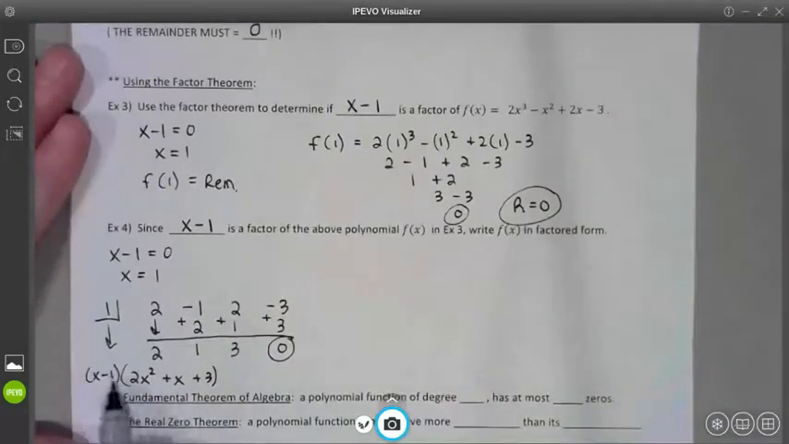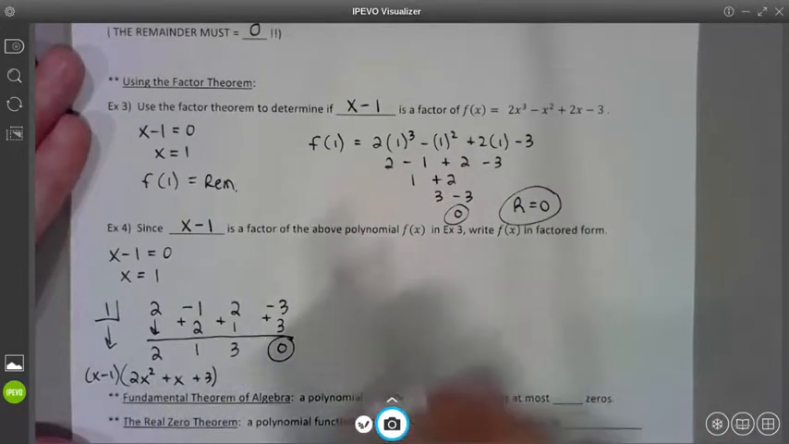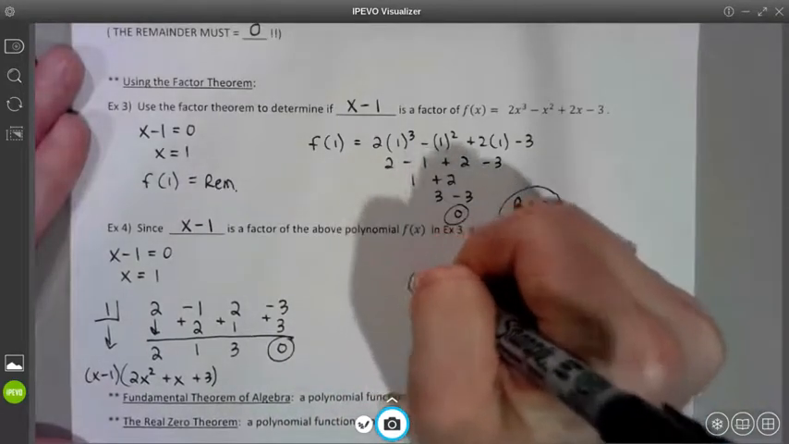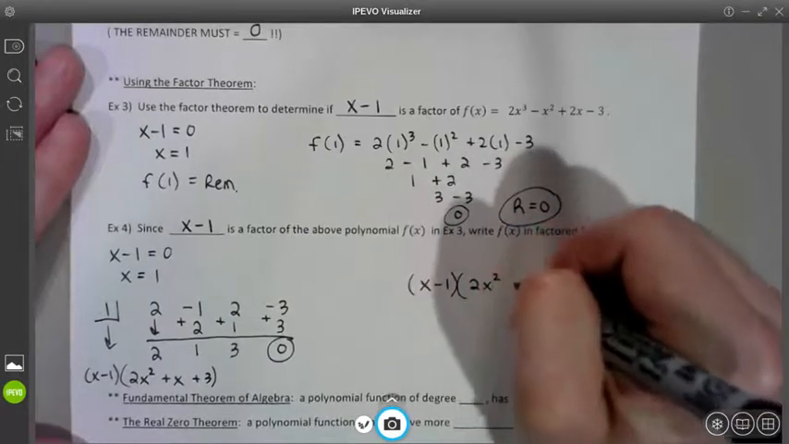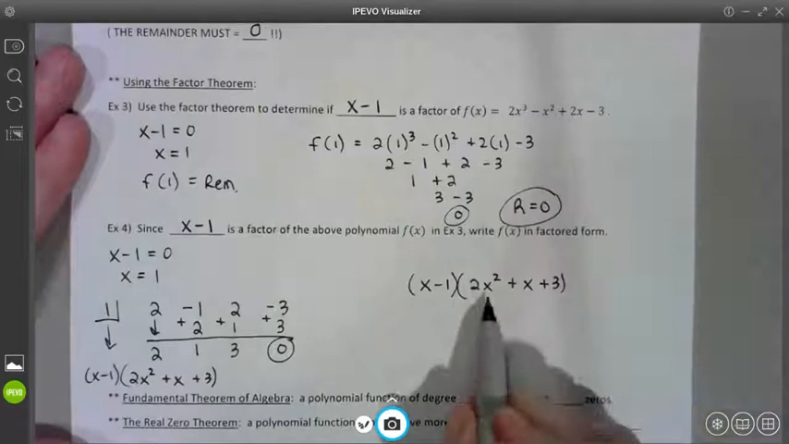And now I've written this in factored form. This will multiply back to the original polynomial. These are pieces that multiply to that polynomial. So now I know in factored form, it looks like x minus 1, and then times 2x squared plus x plus 3. Now again, that's a quadratic.